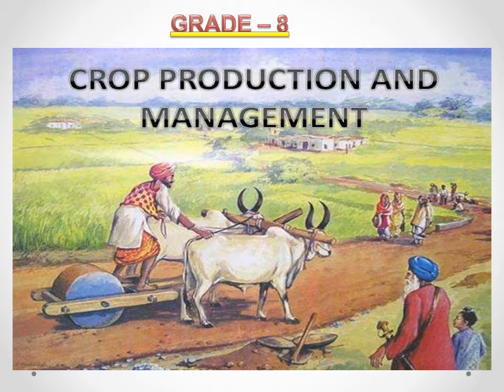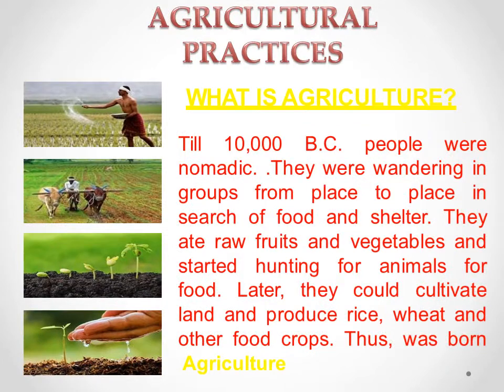Today we are going to learn an interesting topic from the NCERT science book, and the name of the chapter is Crop Production and Management. We have learnt that all organisms, especially living organisms, require food for their growth. Plants can make their food by themselves.